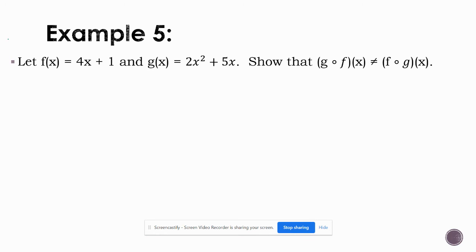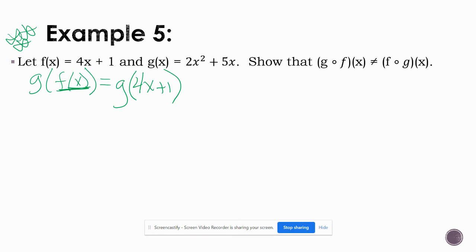Show that, and I would star this because this is going to be something that will be on your test. Show that g of f of x does not equal f of g of x. Show that they are not the same. Okay. Let's start with g of f of x. So what is the f function? The f function is 4x plus 1. This says take that 4x plus 1 and plug it in for every x in the g function.